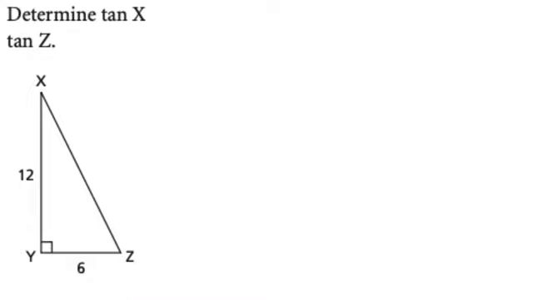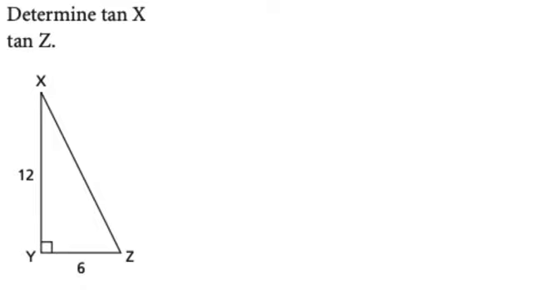In this video, we will determine the values of the tangent of x and the tangent of z. Now, I know it says tan here, but tan is short for tangent, and tangent is the ratio of two specific sides of a right angle triangle. It is the opposite side divided by the adjacent side. But the important thing here is we have to know what angle we're looking from.